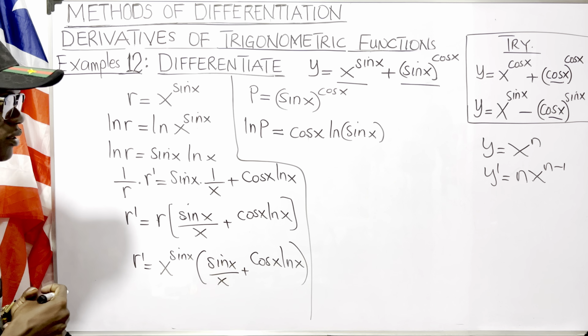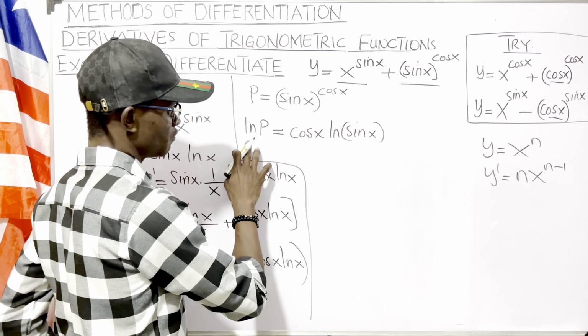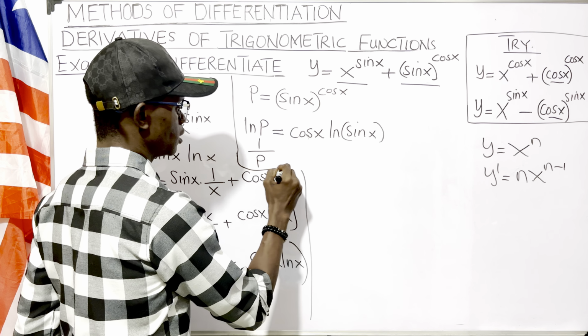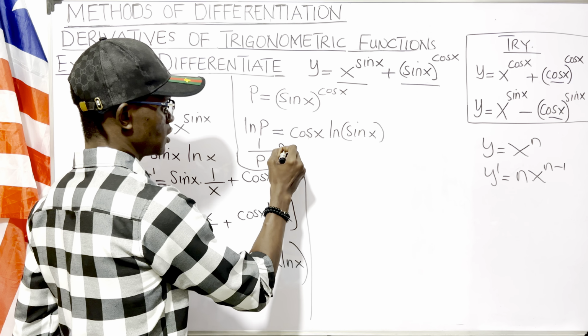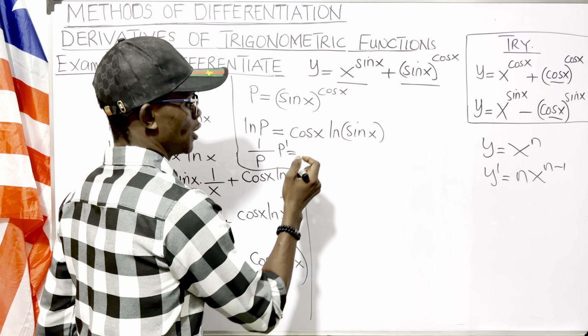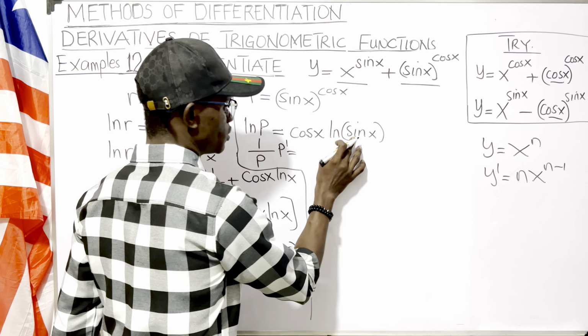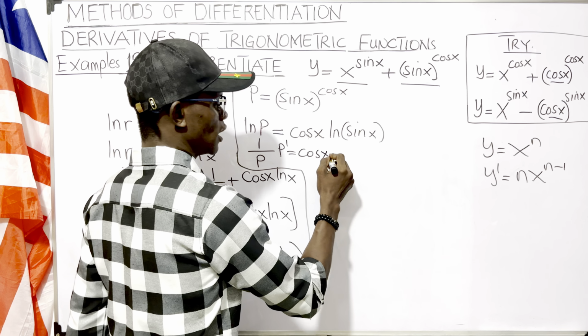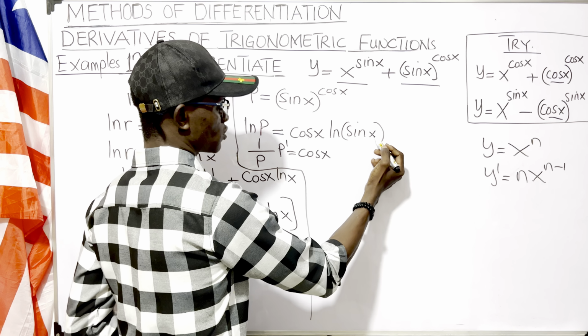The next thing we need to do is to differentiate. So we differentiate ln of p, which is just equal to 1 over p times the derivative of p, which is just p prime. Again, we have two functions here, so we use the product rule. We hold one of the functions, cos of x, and we differentiate the next function.